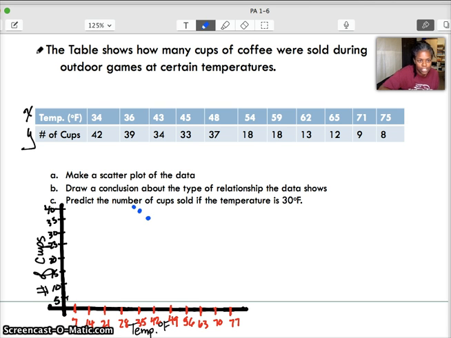So you see, I'm going to do this for the rest. Let me go ahead and finish this up. There we go. I think I have them all. I got all the data points there plotted down, and it says draw a conclusion about the type of relationship that the data shows. I don't think that there's any question that this is showing a wonderful negative correlation. So we've got a negative correlation there.